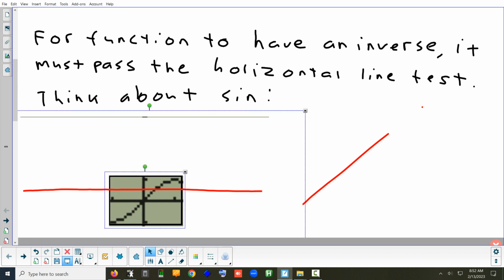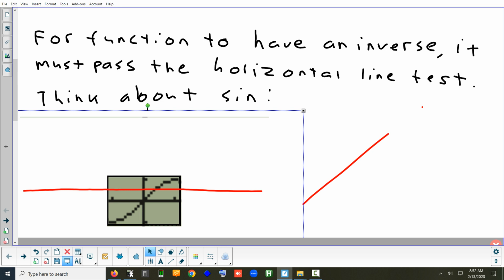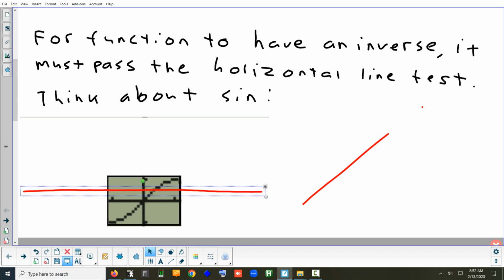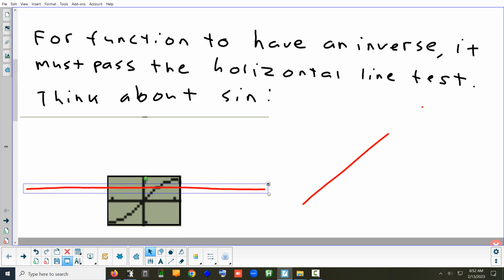Let's try a section about like that. That's from the first tick mark on the left to the first tick mark on the right. Now, if we take that line and drag it up and down, forgetting anything that's not in the window, you can't see. So forget about what's to the left and the right. Just what you can see. Does that section of the graph pass the horizontal line test? Yes.